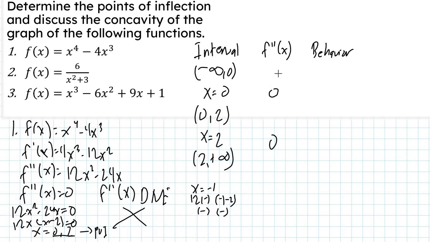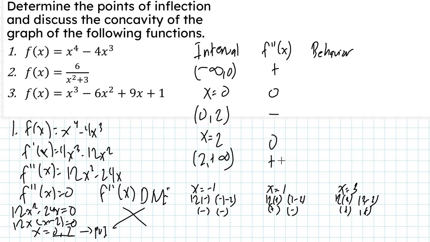So therefore, we'll have something positive here. From 0 to 2, let's say 1. 12 times positive 1 is positive. 1 minus 2 is actually negative, so positive times negative is negative. And from here, x equals 3. 12 times 3 is positive. 3 minus 2 is positive, so positive times positive is positive.